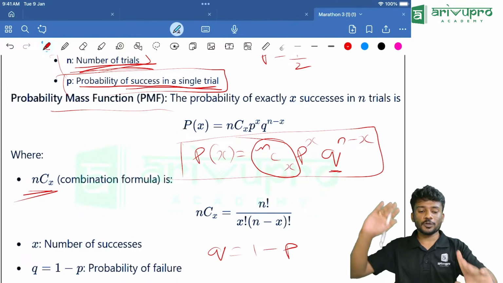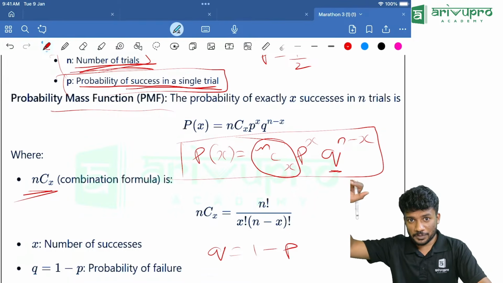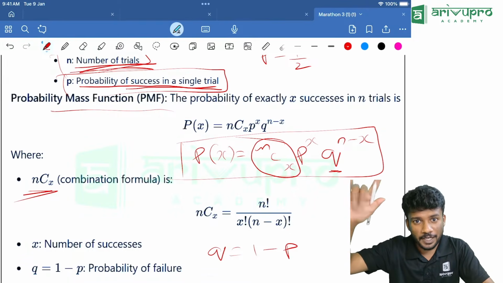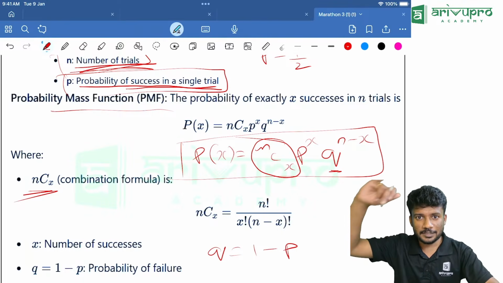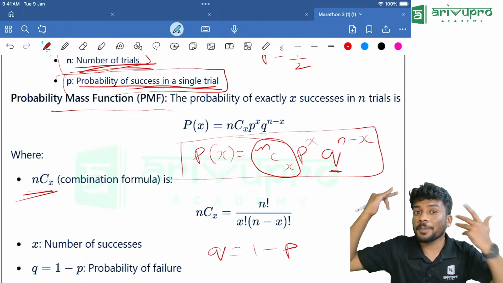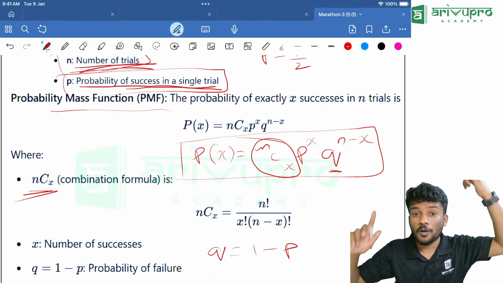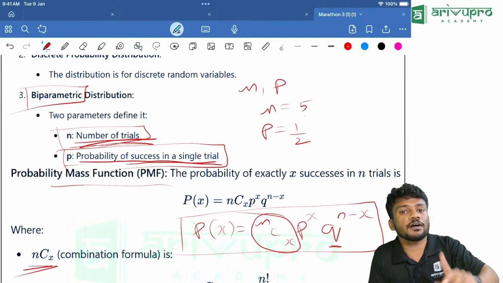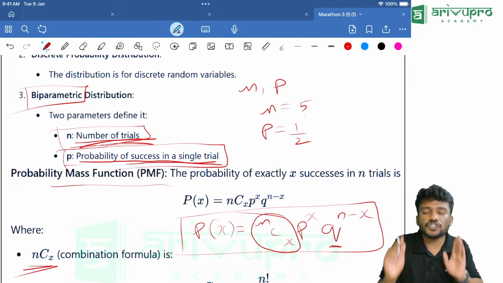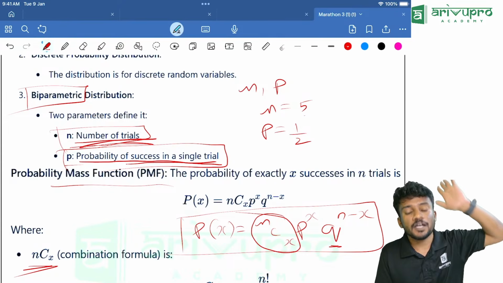Keep a note. What all things we learned? We learned discrete probability distribution. How many types are there? There are 2 types, binomial and Poisson. Now we are talking about binomial. It is based on Bernoulli's trials. Then what are the parameters? How many parameters are there? 2 parameters. What are those parameters? N and P. What is N? Number of trials. What is P? Probability of what? The probability of success in a single trial. While what is Q? Q is probability of failure.